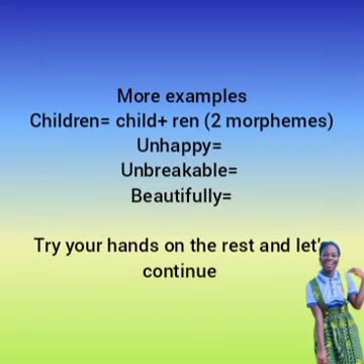More example. Let's take children. It is having two morphemes. So that is child plus ren. Try your hands on the rest and let's continue. Unhappy, unbreakable, beautifully. Try your hands on them and let's move on.